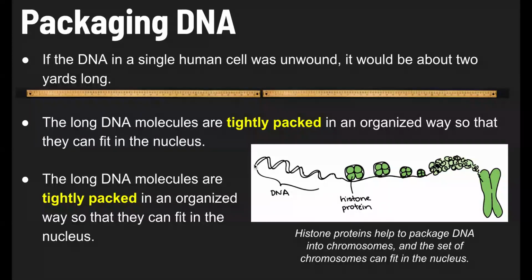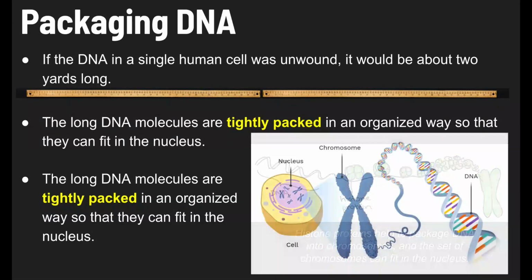So in this picture, I have a piece of DNA. When that DNA is wrapped around these types of proteins called histone proteins, you can then package it, kind of wind it up to make what's called a chromosome. And the set of chromosomes fit inside the nucleus.